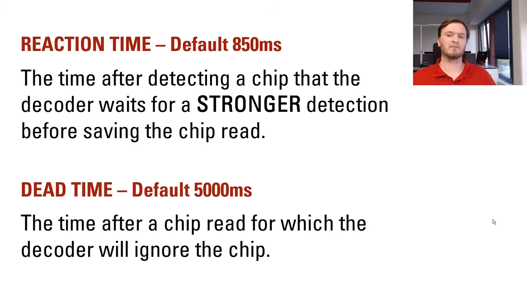So what are they? Reaction time is the time after detecting a chip that the decoder waits for a stronger detection before saving the chip read. Stay with me here. I will explain this a little bit more in a minute. Dead time is the time after a chip read for which the decoder will ignore the chip. So even if that chip comes back into the field, we won't get any more chip reads for it for the duration of the dead time, by default 5 seconds.